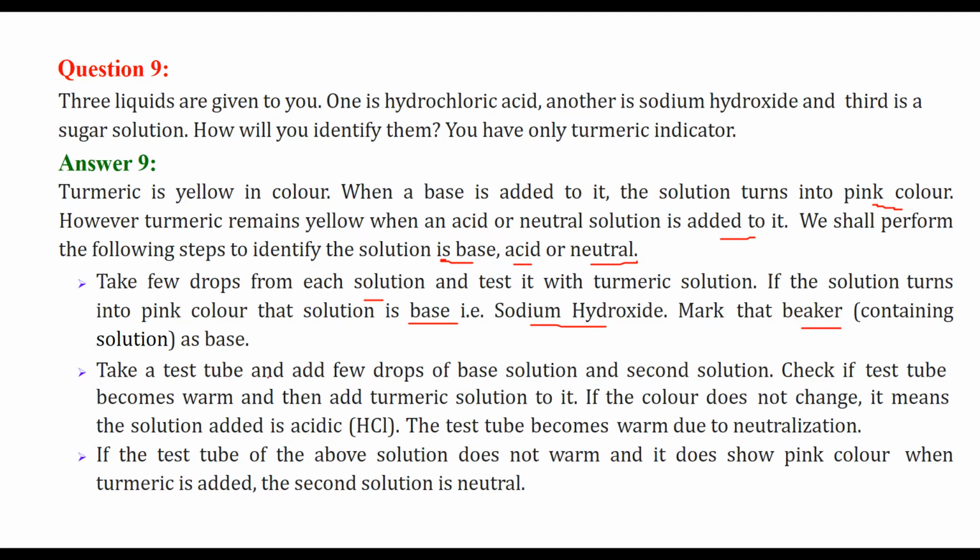Now take a test tube and add a few drops of the base solution to the second solution. Check if the test tube becomes warmer. If we add the turmeric solution to it, the color does not change. It means the solution added is acidic. The test tube has become warmer because of neutralization. Now these two are done. If the test tube does not warm or show pink color when turmeric is added, the remaining solution is of course neutral.